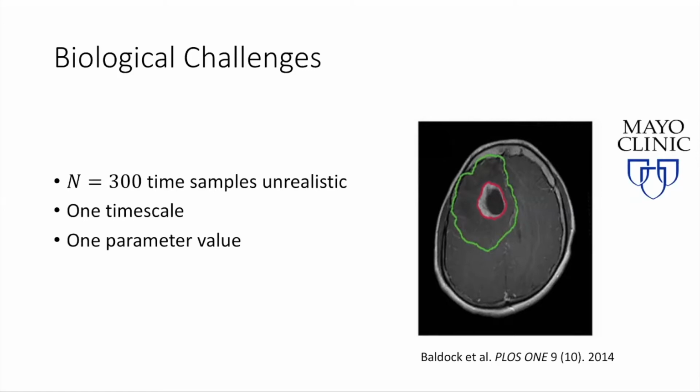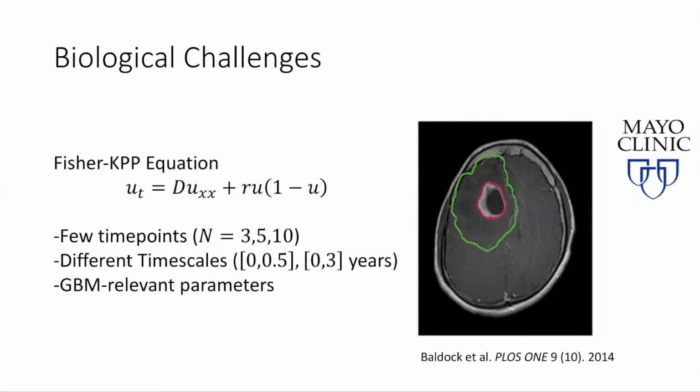And also, we only inferred one parameter value for each one of these equations, but biological processes such as glioblastoma can exhibit a large level of heterogeneity between patients. So in this study, we're again going to use an artificial data simulation as a proof of concept.